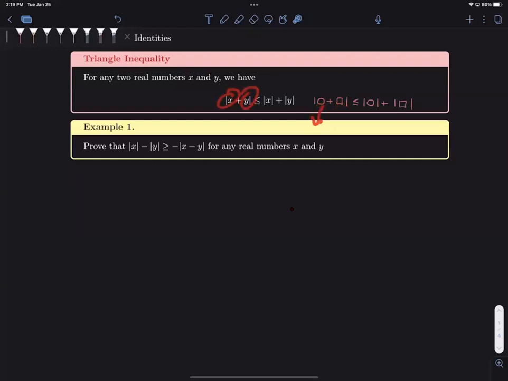For example, this thing can be x plus y, and this thing could be minus y. Then the whole thing will just be x. See? So there are many ways to modify it. Just remember, they could be anything. They are not necessarily just x and y.